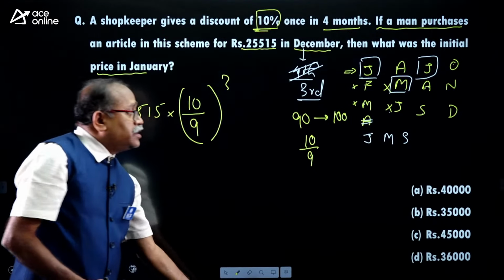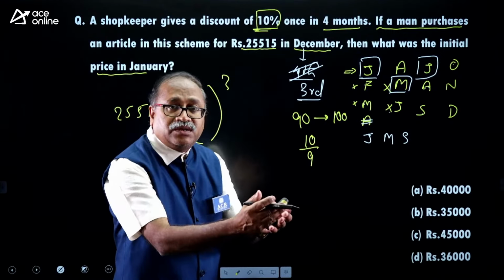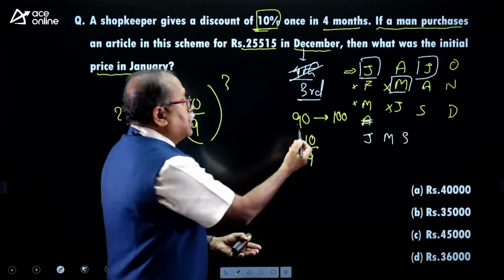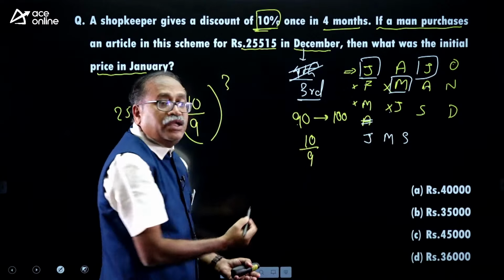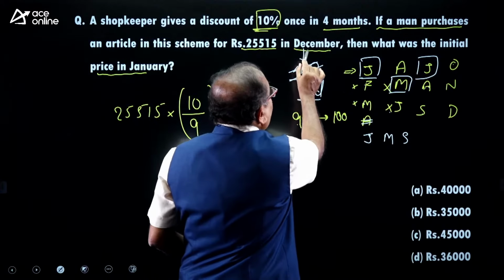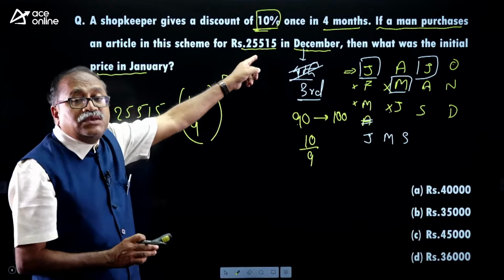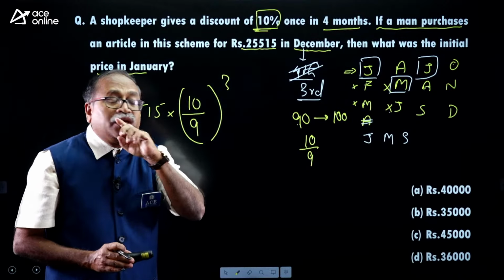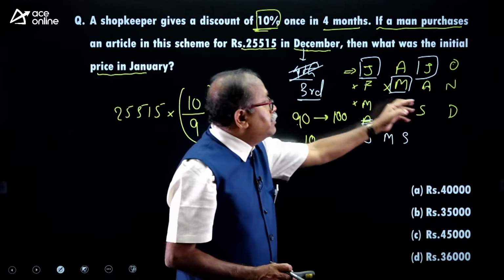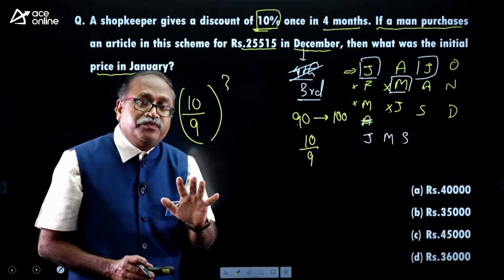Okay. Sir, see, when a number is decreased by 10%, it becomes 90%. So in order to bring it to 100%, I need to multiply by 100 and divide by 90. So that is 10 by 9. So the December month rate is given to us, and the December month price is 25,515. I need to come to the month of January. So from January to December, how many times is there a discount?